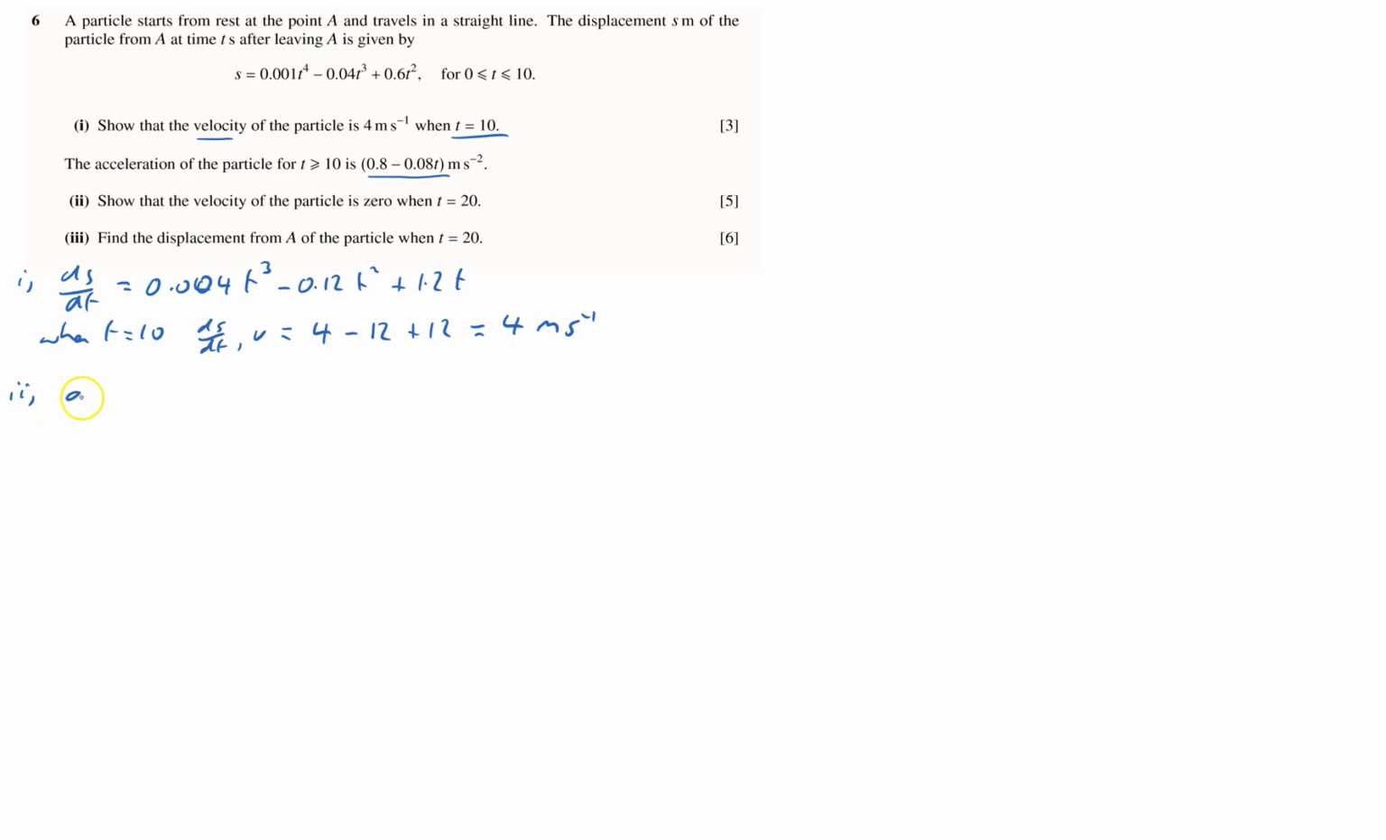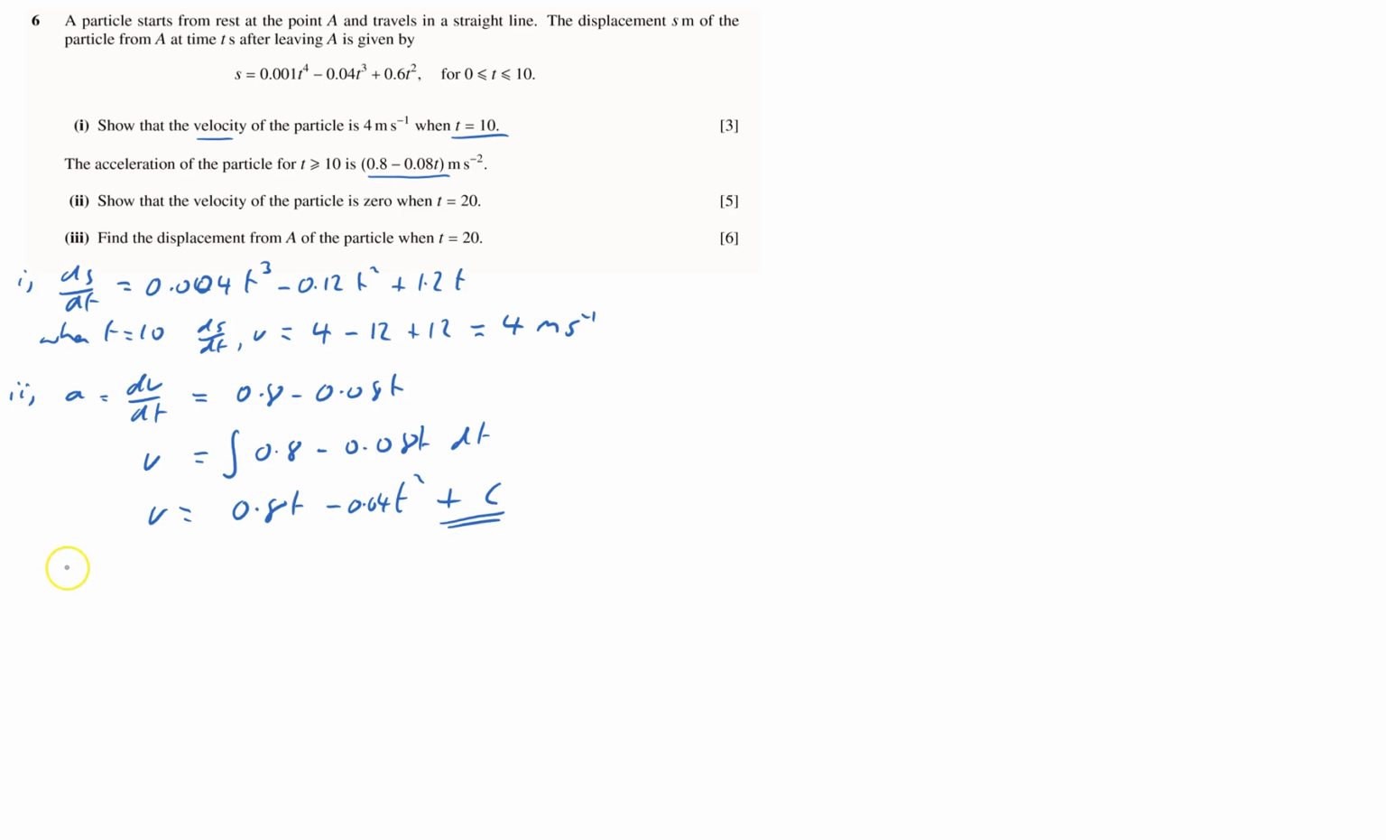The acceleration is dv by dt. And it says what that equals, so 0.8 minus 0.08 t, and so we want to find velocity, so we're going to have to integrate that with respect to t, which equals 0.8t minus, this will be t squared, so that'll be 0.04, but we must remember the plus c, and we have to find out what c is as well.